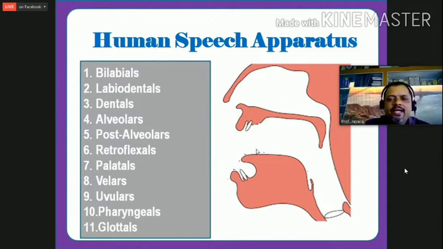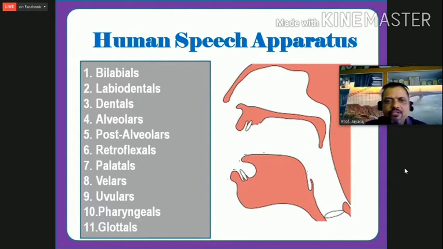And see, there is no single language that uses all 11 places of articulation. Out of these 11 places of articulation, some use 6, some use 10, some use 8, but there is no single language in the world so far that uses all the 11 places of articulation.